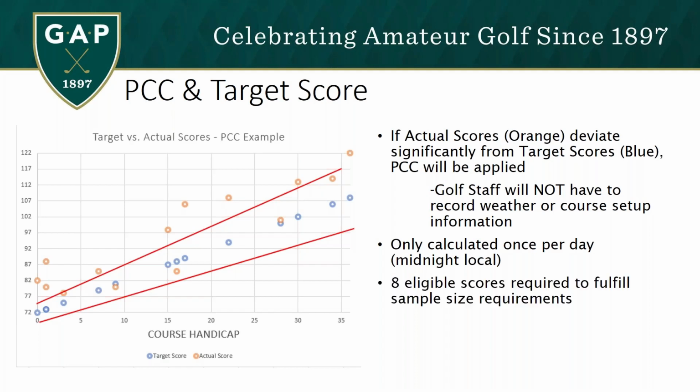And lastly, 8 eligible scores are required to fulfill sample size requirements, so PCC will only take effect if there are 8 scores on a course on a given day. Again, this can be any combination of member, guest, male, female from any tee, but 8 are required.